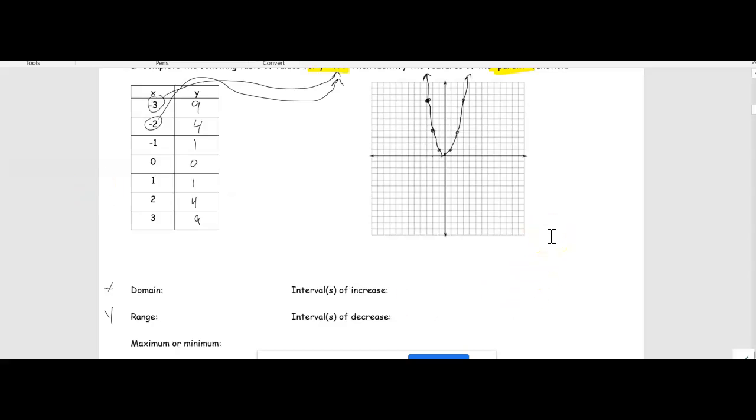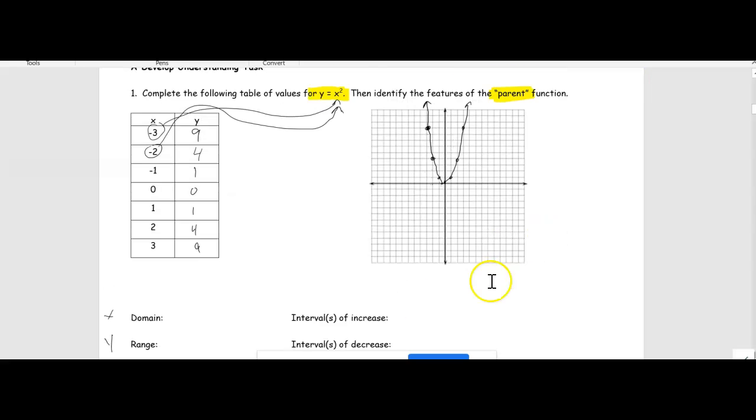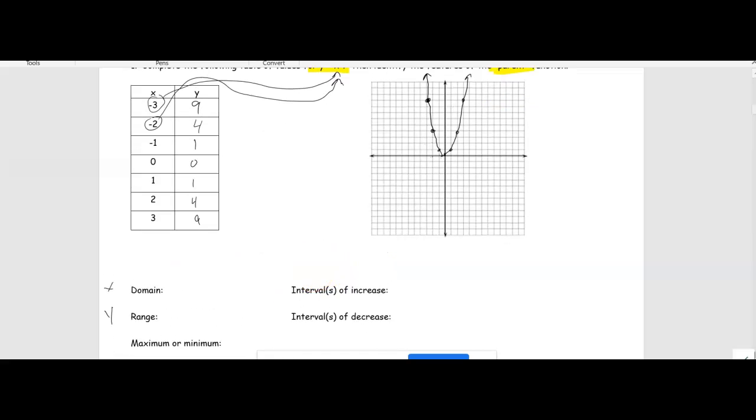All right, our domain. Nora, what do you think for the x's? I can't hear Nora. Can you hear Nora? Oh, okay. Yeah, you're muted.